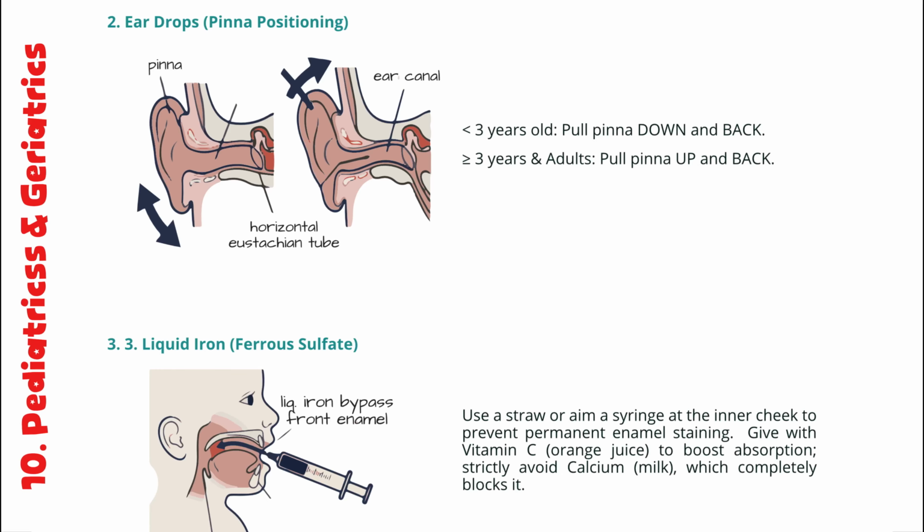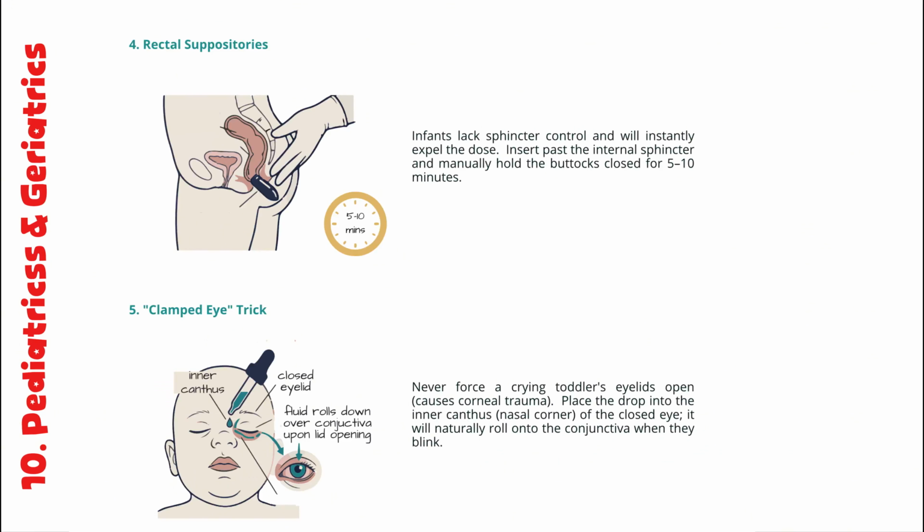Liquid iron needs a straw or a syringe aimed at the inner cheek to bypass the front teeth entirely since it permanently stains enamel. Give it with vitamin C to boost absorption, and strictly avoid giving it with milk, which blocks absorption completely. Rectal suppositories need the buttocks manually held closed for 5 to 10 minutes afterward, because an infant lacks the sphincter control to keep the dose in on their own.